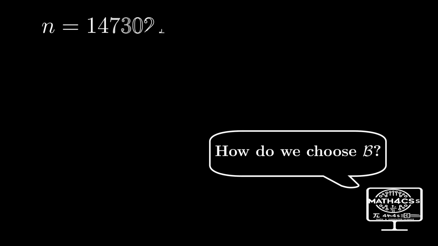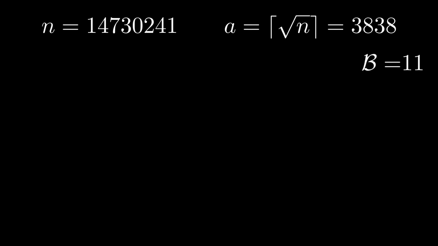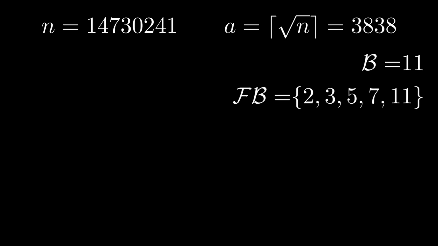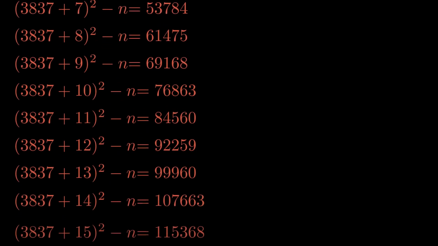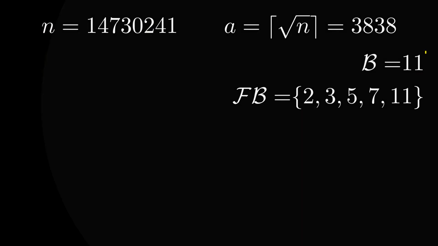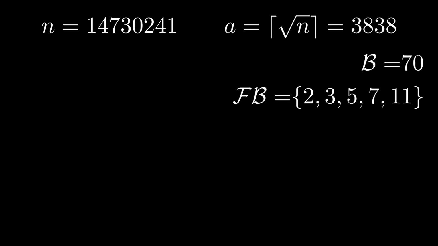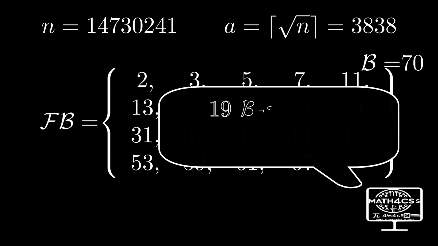There is only one question we did not answer yet. How to choose B? Note that if we choose B too small, say 11 in this case, we have the advantage we don't need many B-smooth numbers, only 5 needed. But the chance to find the B-smooth will drop, and we may not find any. If we choose B too large, say 70, then we need many B-smooth numbers. So we need to balance between these two forces.